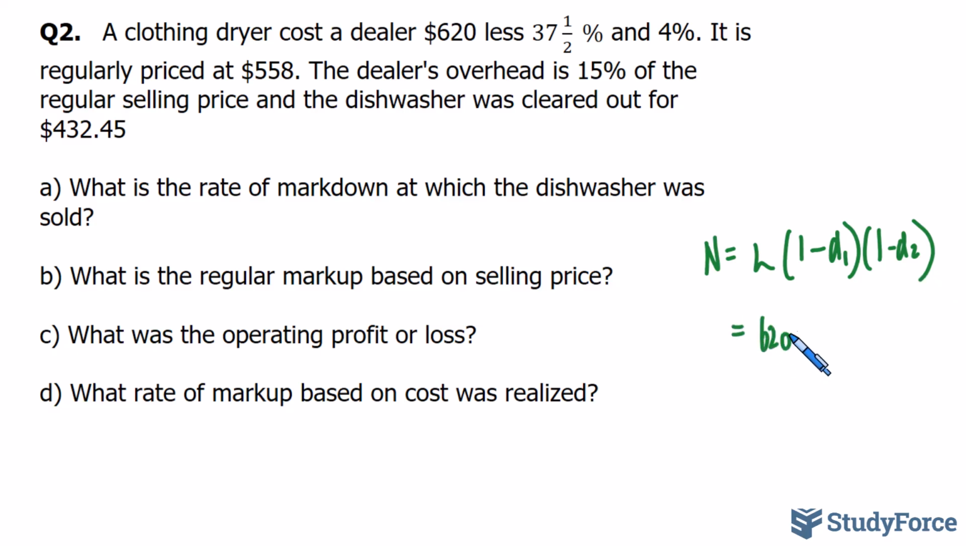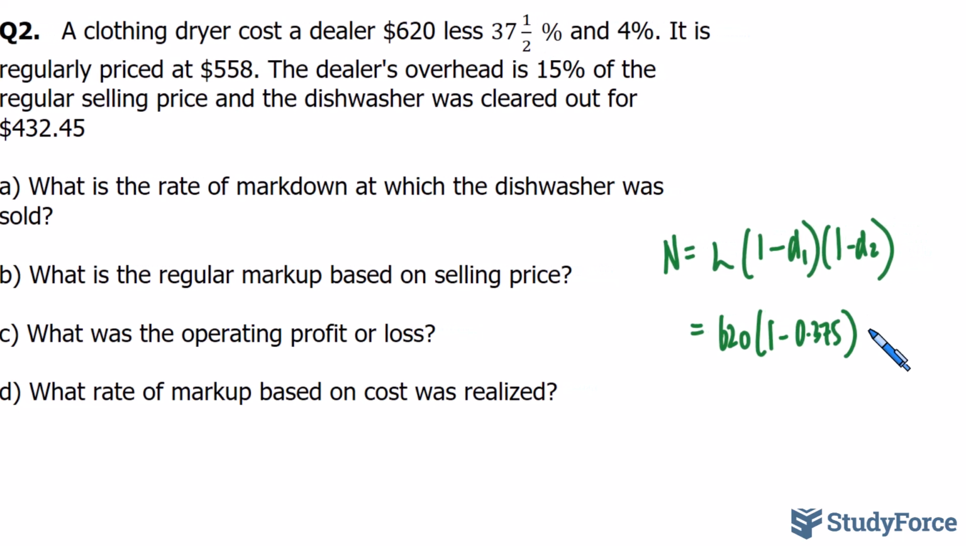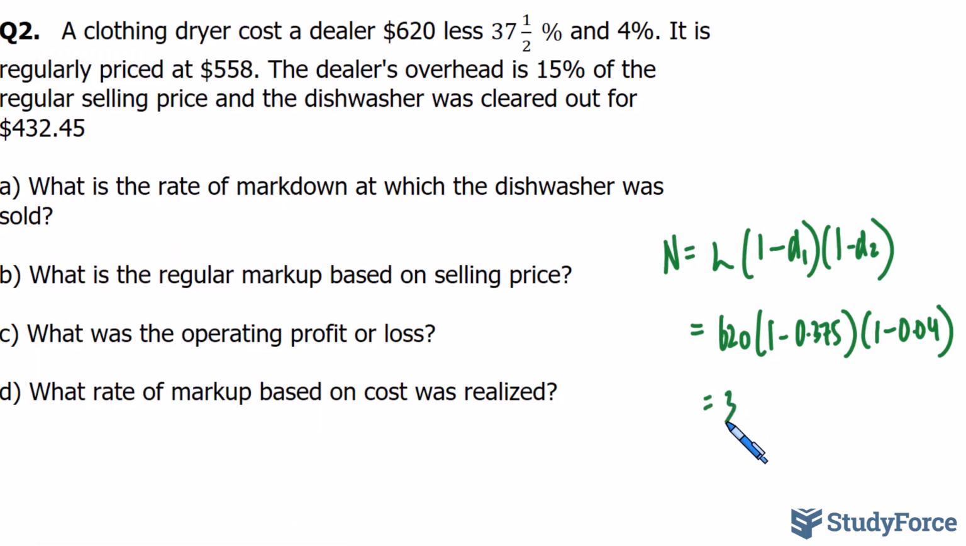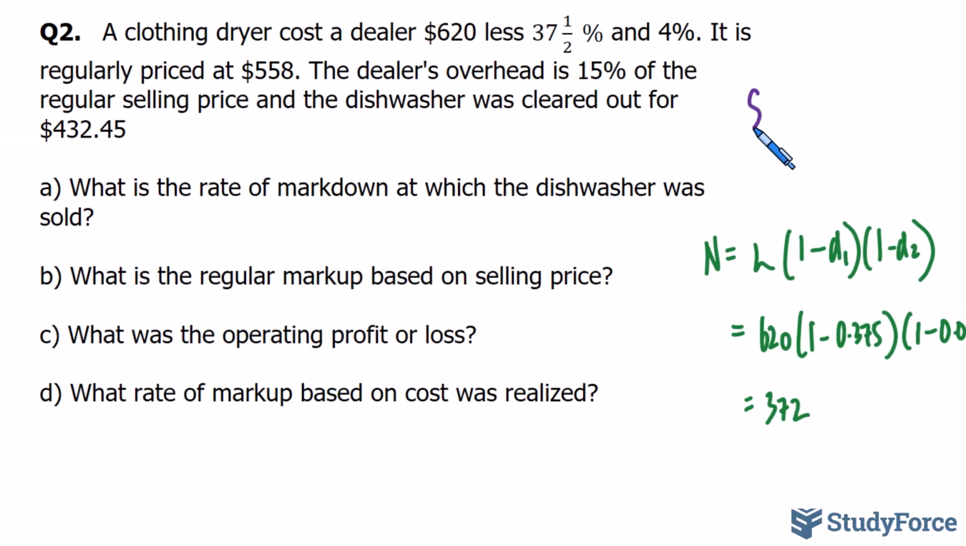Okay, so $620, 1 take away 0.375. I simply change 37.5% into a decimal, and 1 take away 0.04, which is 4% as a decimal. This information may or may not be used for question A, but it's important to find because it will be used eventually. So we take 620, 1 take away 0.375, 1 take away 0.04, and this means that our cost is $372. The regular price that we sell this for, or the selling price, is $558.